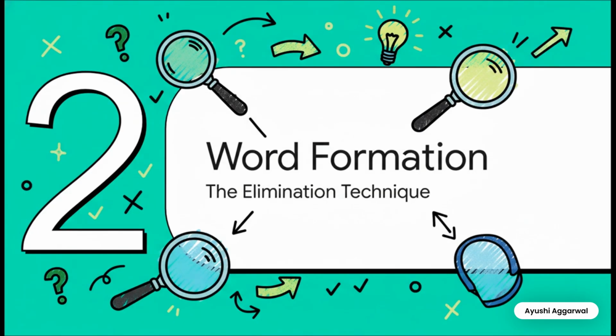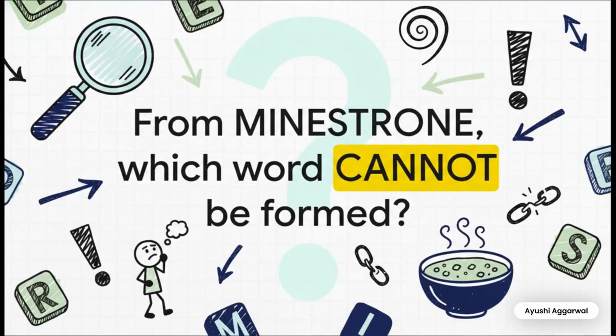Okay, let's switch gears and move on to our next topic, word formation. The secret weapon here is all about careful checking and using the power of elimination. Trust me, these are easy marks just waiting for you, as long as you're systematic. So the question is asking, from the word minestrone, which one of these options cannot be formed? Now I want you to burn this into your brain. The key word is cannot. This is a classic trap. So many students rush, they read it as can be formed, and they end up marking the wrong answer. Don't let that be you.